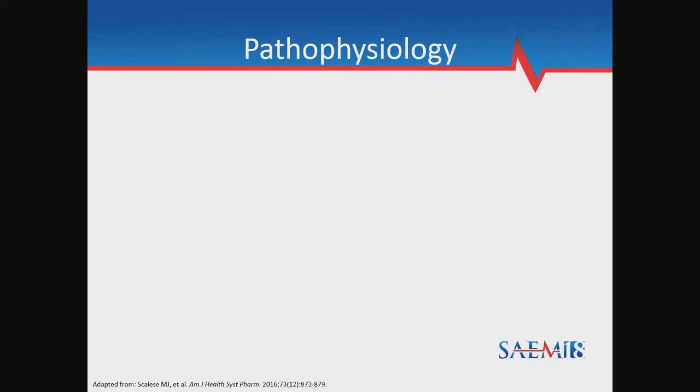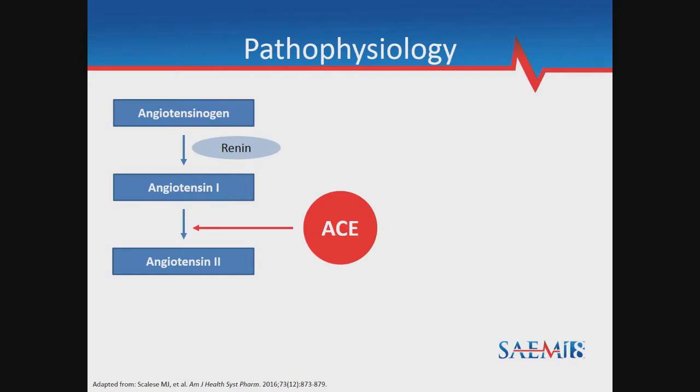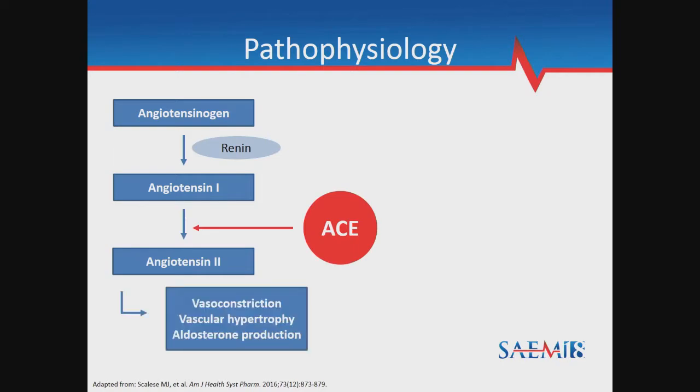So the pathophysiology of the ACE inhibitor involves both the RAS system and the kinin-kallikrein system. So a brief review, we have renin converting angiotensinogen to angiotensin-1. ACE comes in and converts that to angiotensin-2, which is the bad guy that results in the vasoconstriction, the production of aldosterone, and the increased blood pressure.